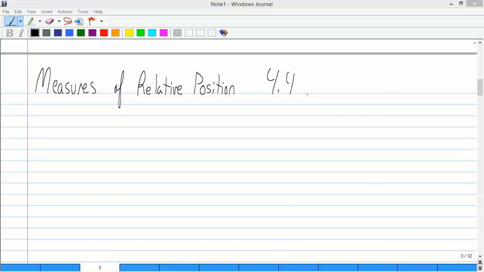4.4 is on measures of relative position. And the first thing we're going to go over is percentiles.